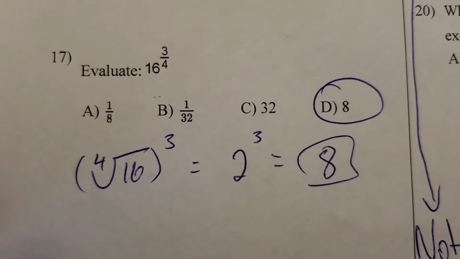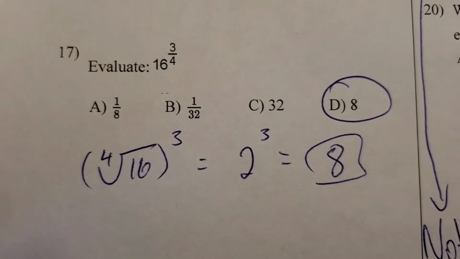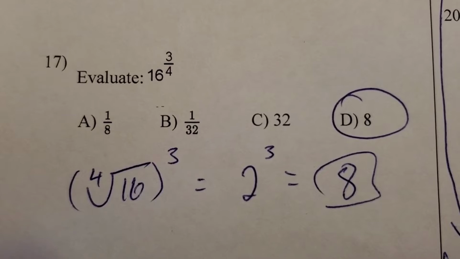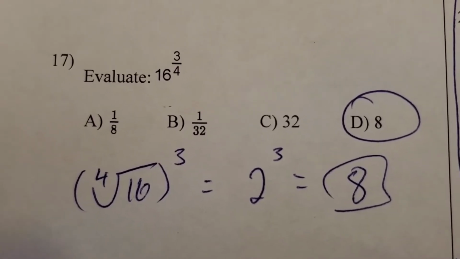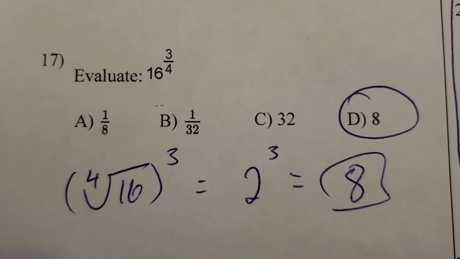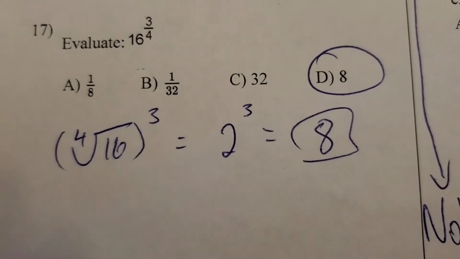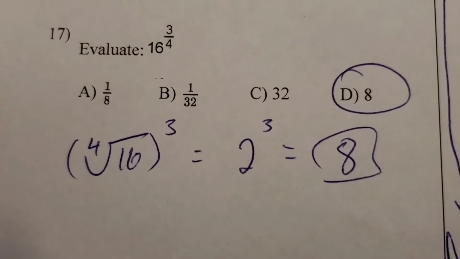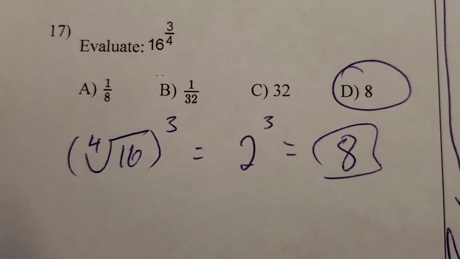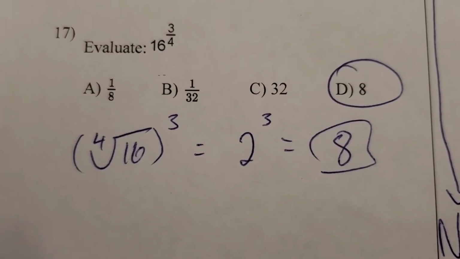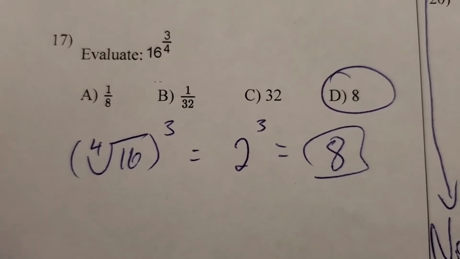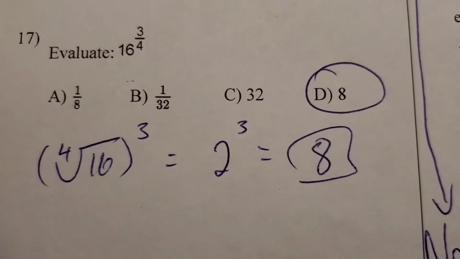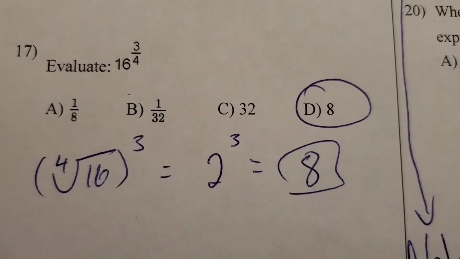For number 17, this is another one I probably would have just said to you, chuck it in the calculator and see what you get. But we don't have that luxury here. So we have 16 to the 3/4 power becomes the 4th root of 16, everything cubed. I'm not going to cube 16. I'm going to figure out the 4th root of that first, but you could do it the other way. So the 4th root of 16 is 2 because 2 times 2 is 4, times 2 is 8, times 2 is 16. So that's 2 times itself 4 times, gives you 16. And then we cube that, and 2 cubed is 8.